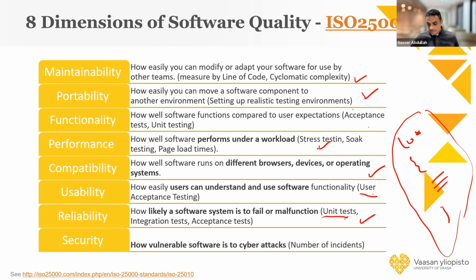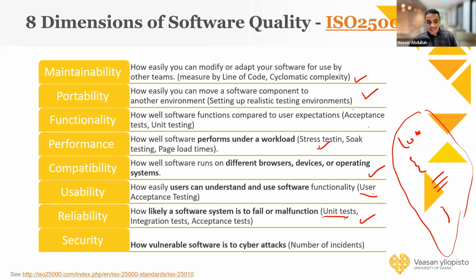Acceptance testing is the last one. Security, of course, is how vulnerable your software is to any attack. So how to measure that? You count the number of incidents, number of bugs inside, or weaknesses in your system. So this is, guys, how to measure.